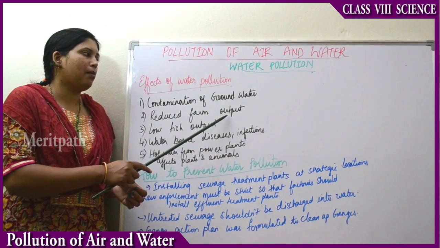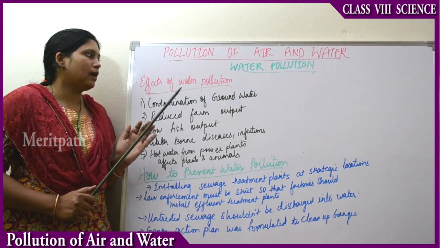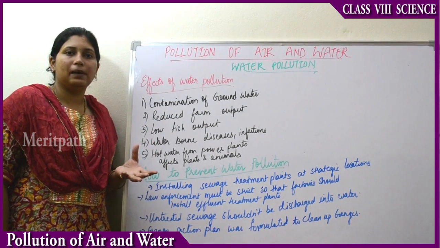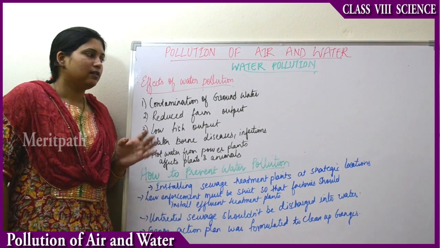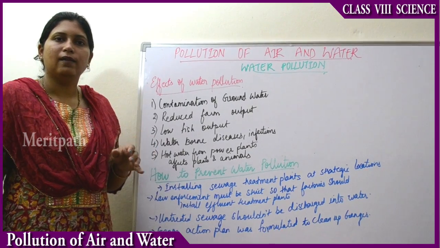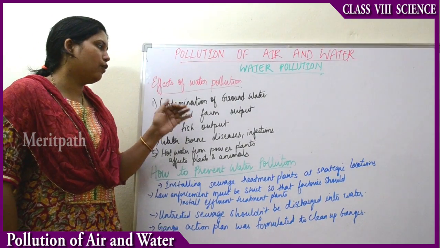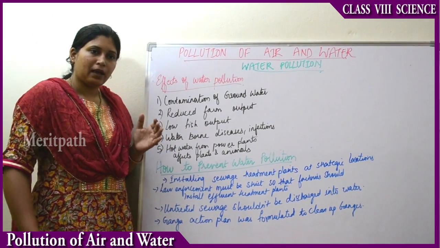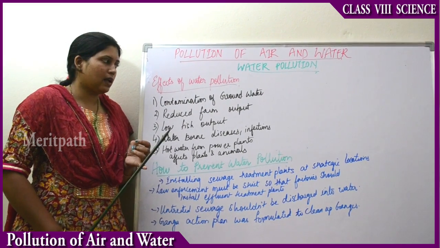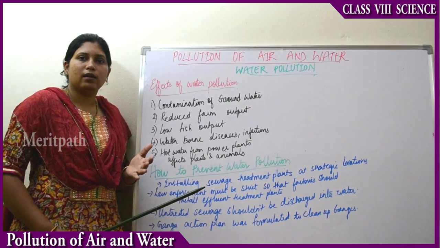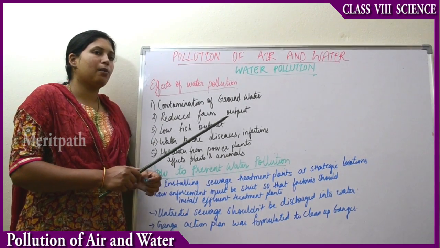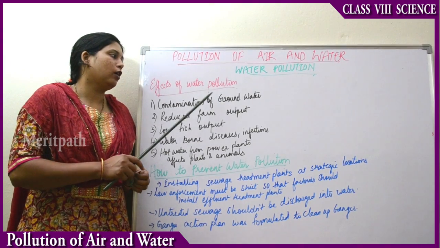Then, reduced farm output. Because of excessive water pollution, the soil may not get the complete oxygen it wants. Thereby the yield of the farmers, the yield of that particular field, will be reduced. If there is excessive spray of insecticides or pesticides, that will mix with water and may not give a good farm yield. That is how farm output is reduced due to water pollution.